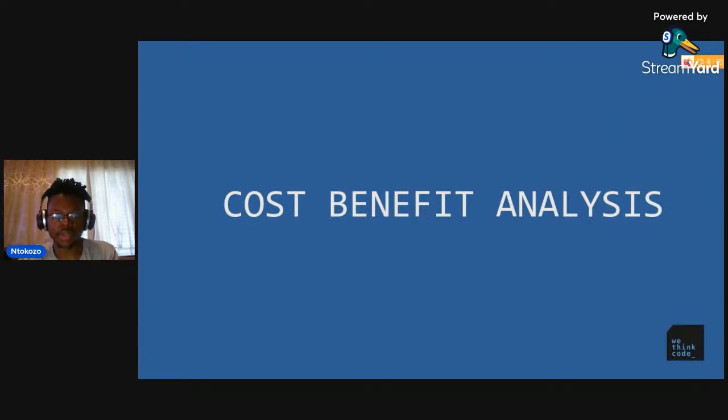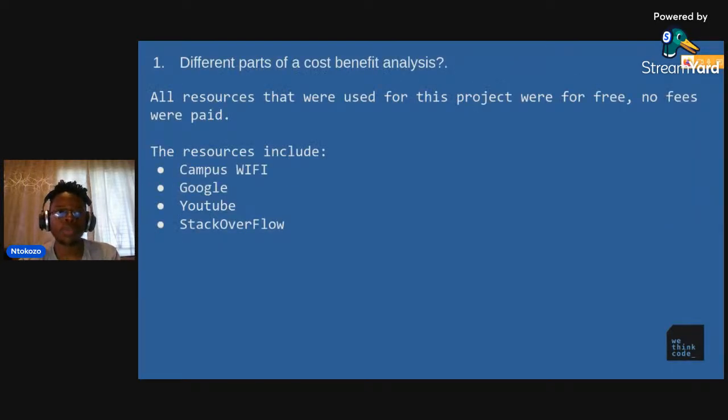Good morning, everyone. My name is Togozo Misi, and I'm going to be taking you guys through the cost-benefit analysis. The different parts of a cost-benefit analysis. All the resources that were used for this project were free. No fees were paid, and the resources include the campus Wi-Fi, Google, YouTube, and Stack Overflow.